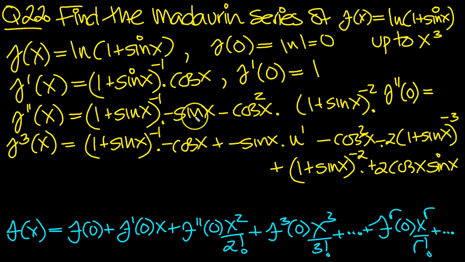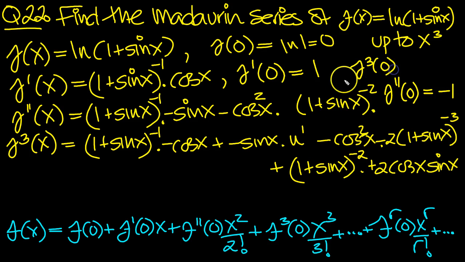F double dash naught. What have we got here then? This is 0, this first product, because sine naught is naught. And this is a 1 to a power, so that's 1, and cos naught is 1, so that's minus 1. Minus 1. And then we want f3, don't we? So I'll put it up here.